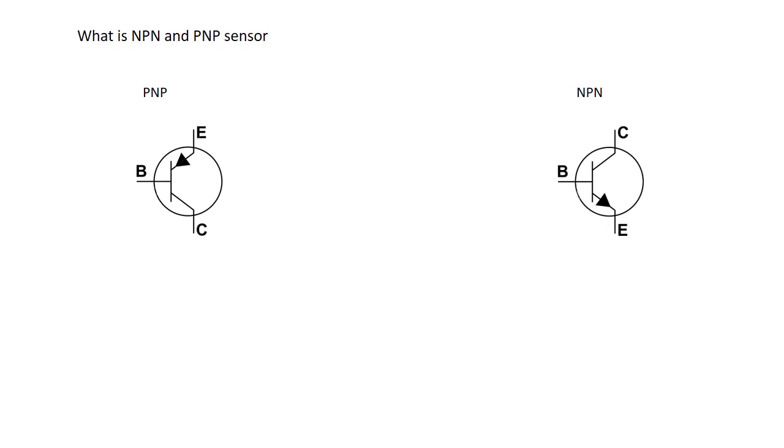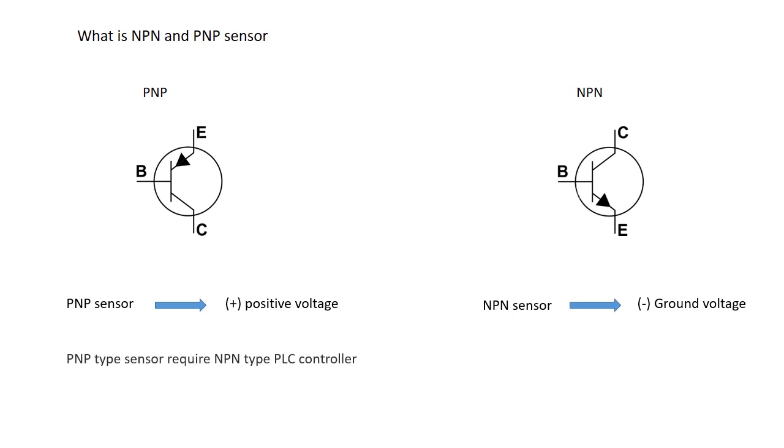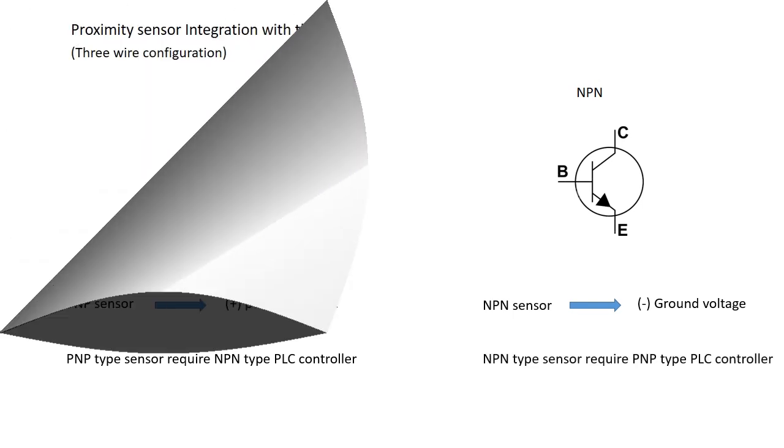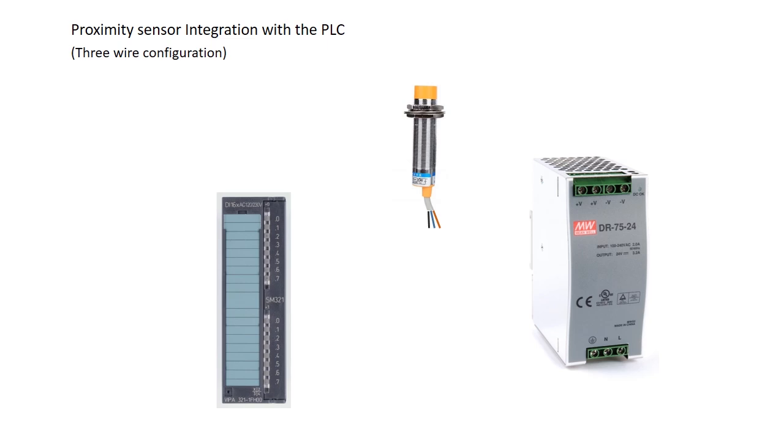Just like PLCs can be either sourcing or syncing, the sensor type indicates how it should be connected to the PLC controller. In a PNP sensor, when the sensor is triggered, it outputs a positive voltage to the PLC controller. In contrast, an NPN sensor outputs a ground signal to the PLC controller when it's activated. In summary, the PNP sensor requires an NPN-type PLC controller, while an NPN sensor requires a PNP-type PLC controller. Now that you're familiar with the terms syncing, sourcing, and the sensor signal types NPN and PNP, you're ready to connect an inductive proximity sensor to a PLC controller.